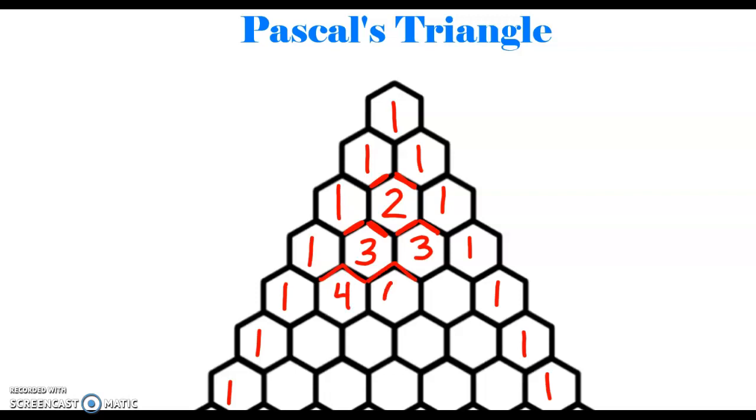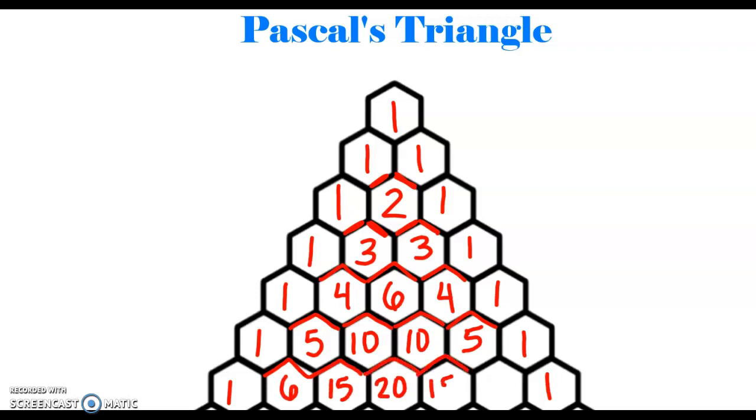3 plus 3 is 6. 3 plus 1 is 4. Let's see, 1 plus 4 is 5. 4 plus 6 is 10. 6 plus 4 is 10. 4 plus 1 is 5. You can see the pattern is symmetrical too. Let's do one more row. So 1 plus 5 is 6. 5 plus 10 is 15. 10 plus 10 is 20. 10 plus 5 is 15. 5 plus 1 is 6.